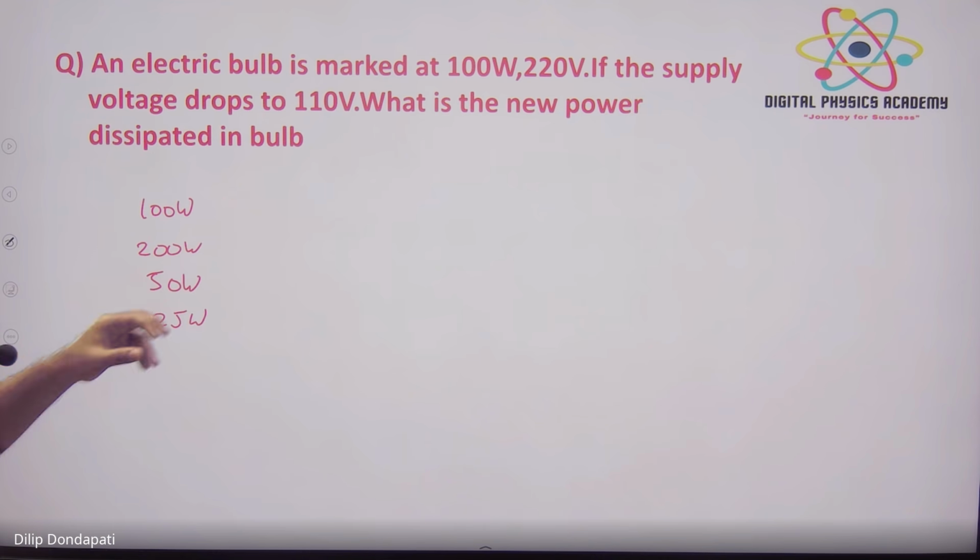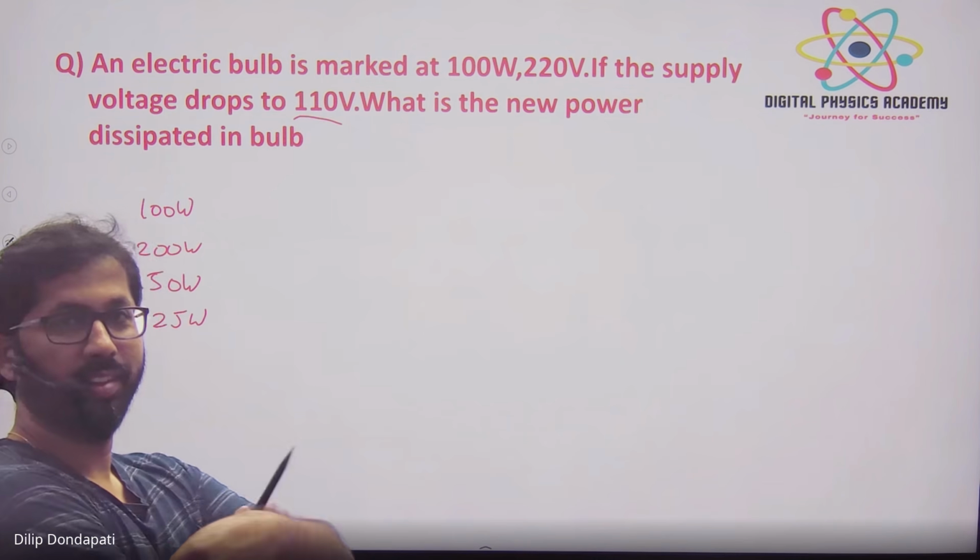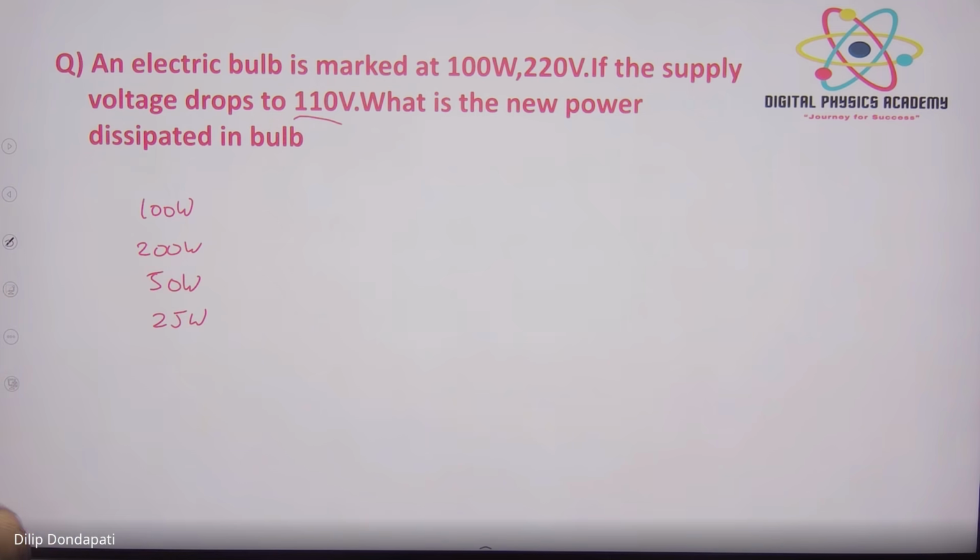अगर वोल्टेज 110 volts बना दिया, so power will decrease, then 100 बढ़ेगा? Decrease, right? So which one we can neglect directly? Okay, we'll see. Question करो, देखते हैं. डेफिनेटली कम होगा ना, so we can neglect 100 and 200, right? Because 100 से ज्यादा नहीं होगा ना, वोल्टेज कम किया तो.